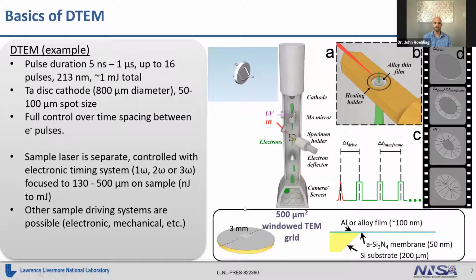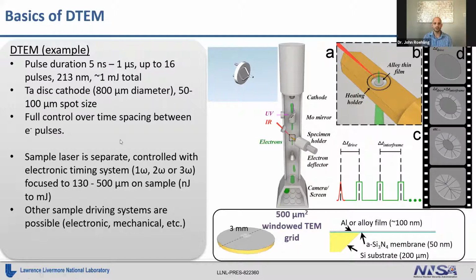So DTEM, however, is a little bit different. The pulse duration from the laser beam is a lot longer, 5 nanoseconds all the way up to a microsecond. This is necessary because we need so many electrons in the column at once. If you have higher intensities, so short pulses, you end up ablating away the cathode material. So you need these longer laser pulses to spread the energy out over time to be able to get all the electrons down the column.